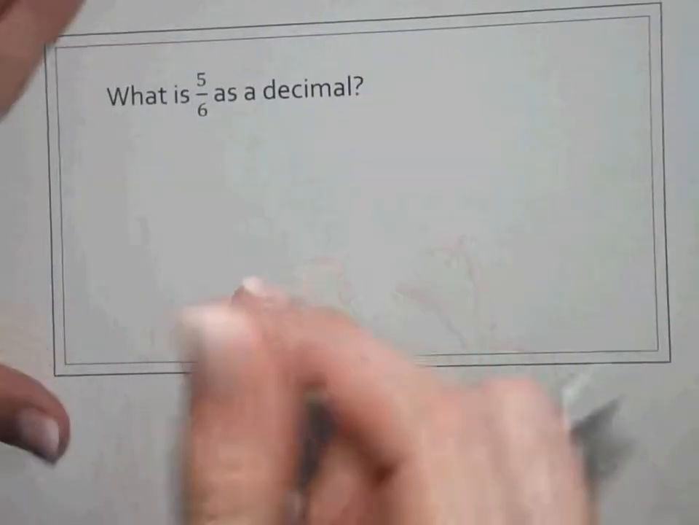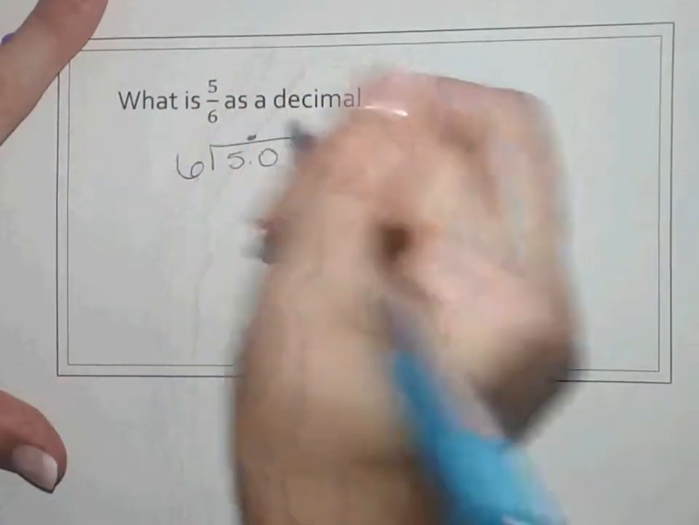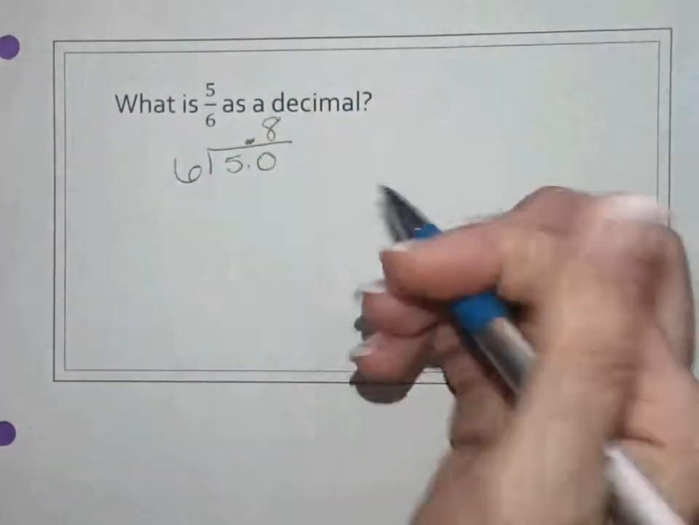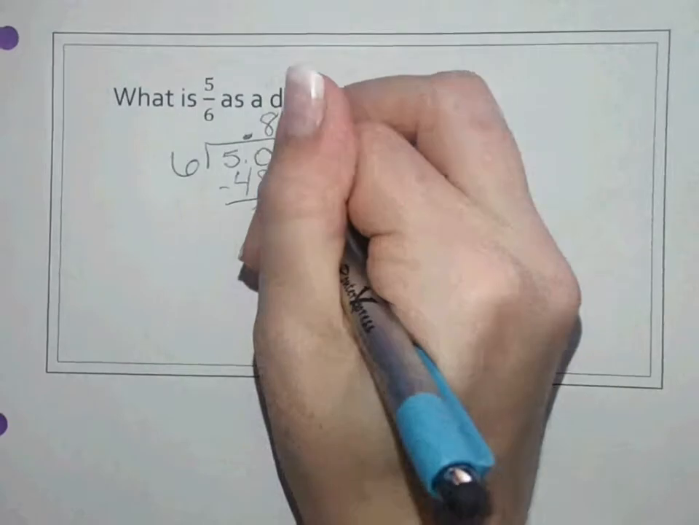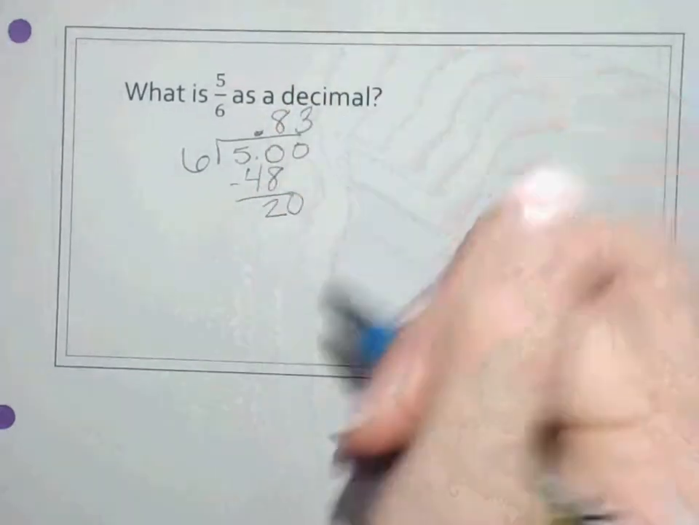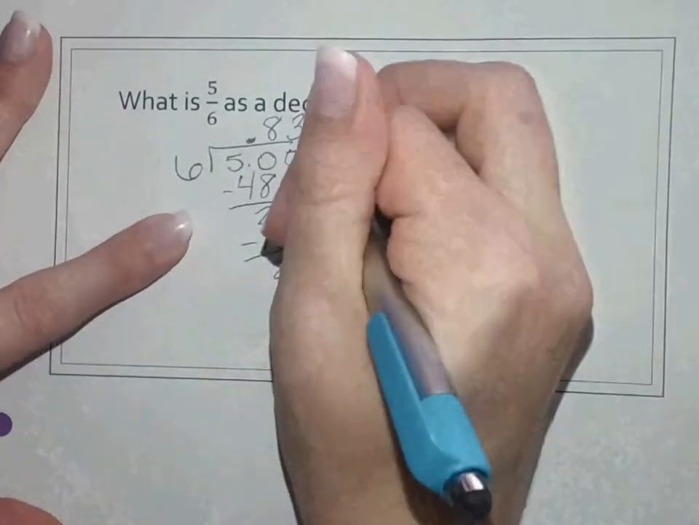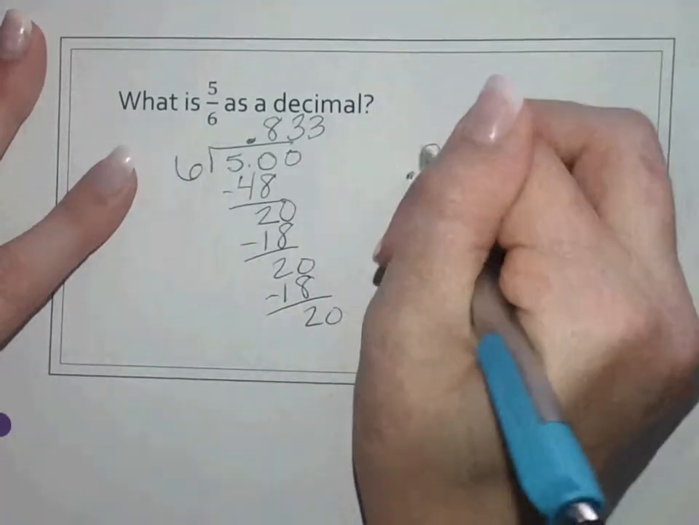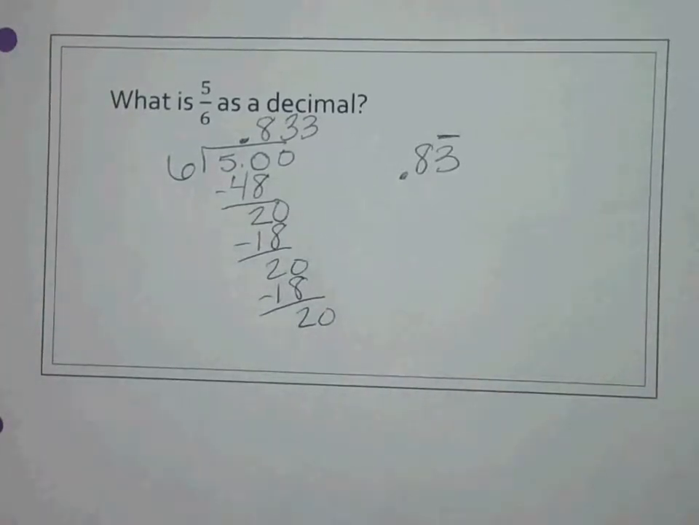Okay, what about 5/6? Well, I could do the same thing. I could say 6 goes into 50 8 times. That's 48. Minus, 2. Okay, 6 goes into 20 3 times. That's 18 with 2 left over. 3 times 18 with 2 left over, and so on. So this is going to be 0.83, and only the 3 repeats. So I'm going to put that repeating line over that.